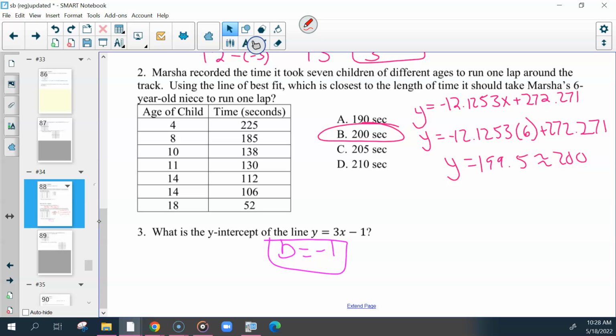Do we have questions on any of those 3? Need to see 2 in the calculator, anything like that?